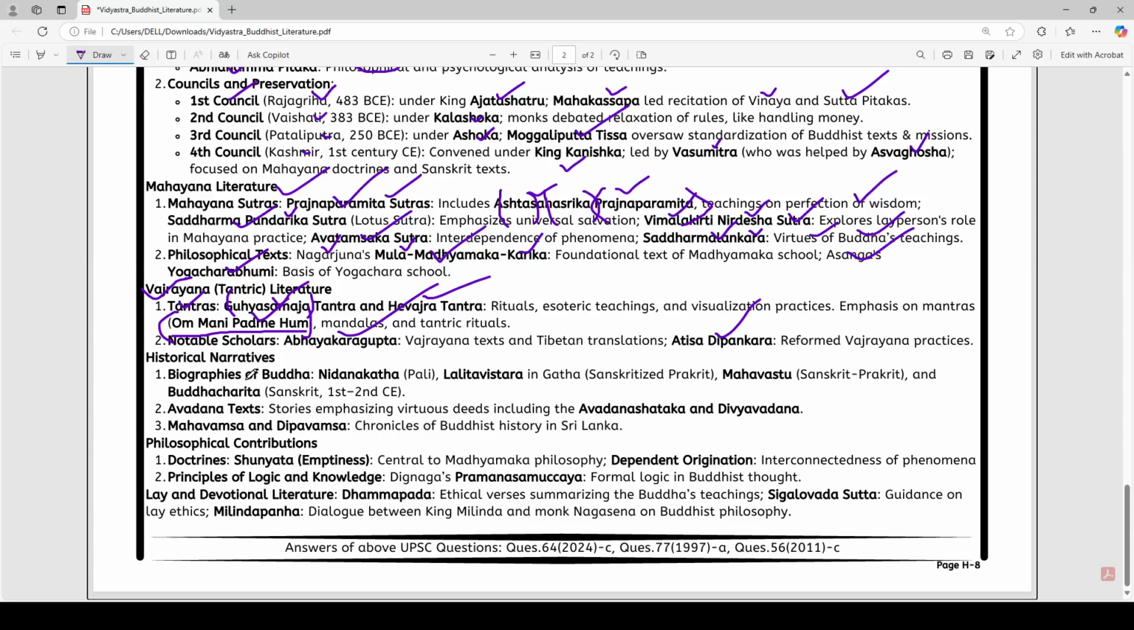Then there is the historical. These are very important. UPSC can ask direct questions. Which of the following are the biographies of Buddha? The four biographies that we know of are Nidan Katha, Lalita Vistara, Mahavastu and the Buddha Karita. Buddha Karita, simple.